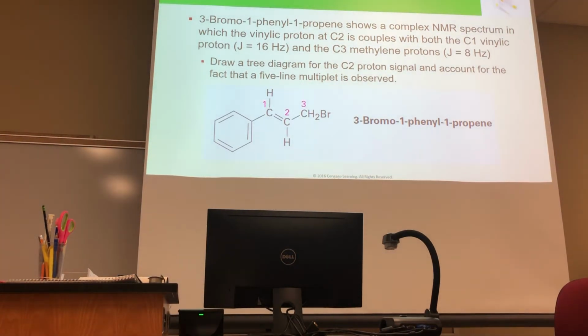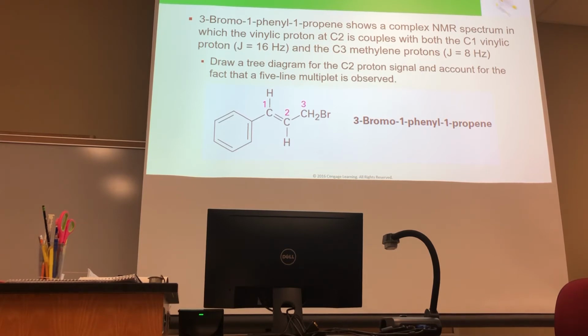Well, let's look at this one here, worked example. It says 3-bromo-1-phenyl-1-propene shows a complex NMR spectrum. Well, that looks kind of similar to what we had before, doesn't it? Only now we have a CH2 here and a bromine, so that's going to make a difference, isn't it? So when we're looking at it, as we would expect, this one here is going to be split by these, and it's going to be split by these. So it's going to be split by both. So it says draw a tree diagram for this one here and account for the fact that what you end up with is a 5-line multiplet.